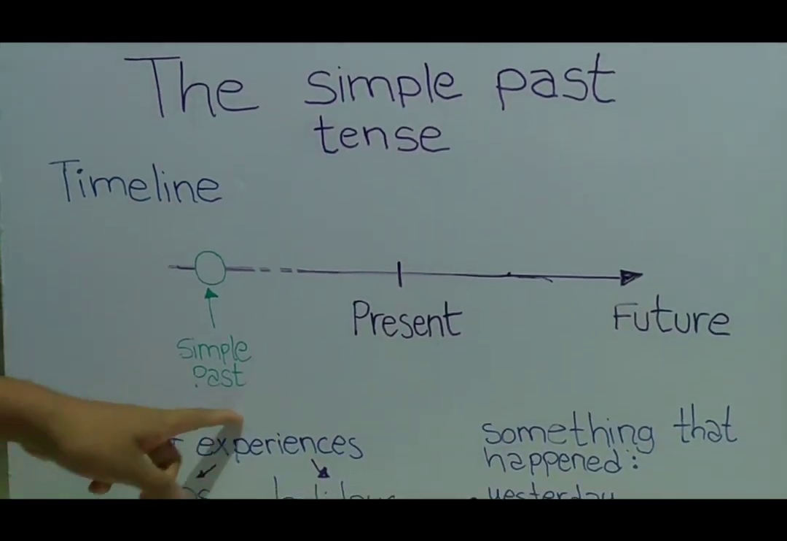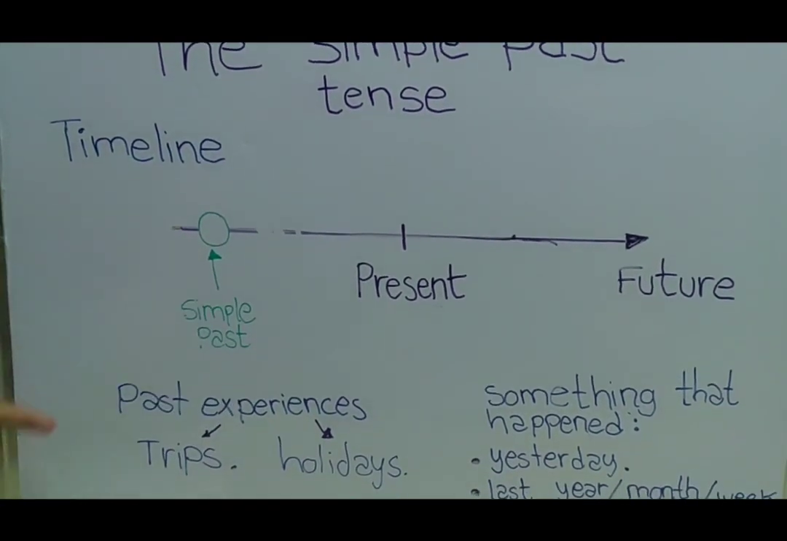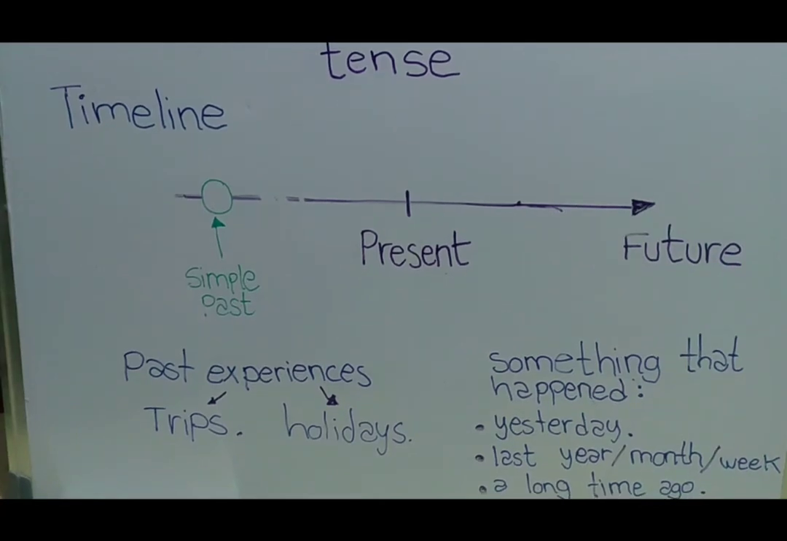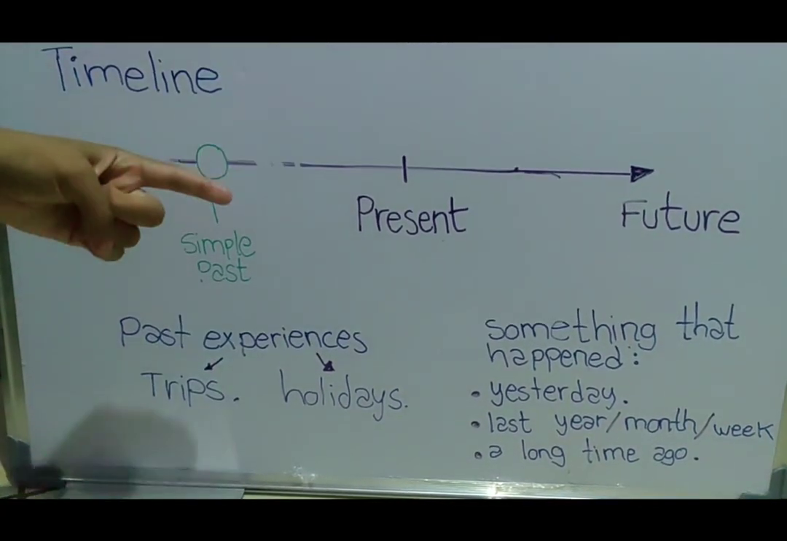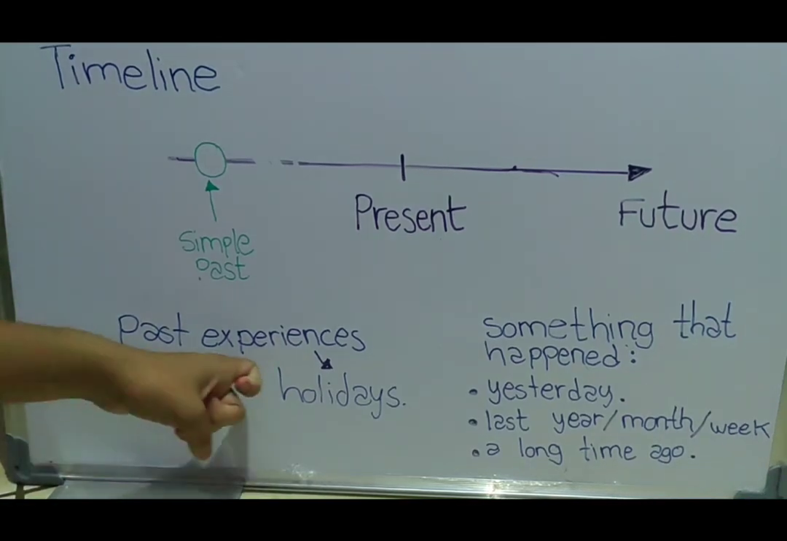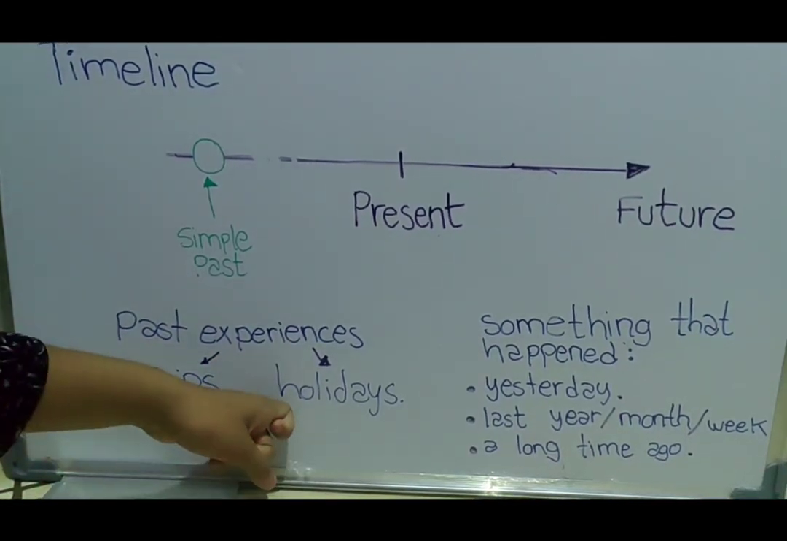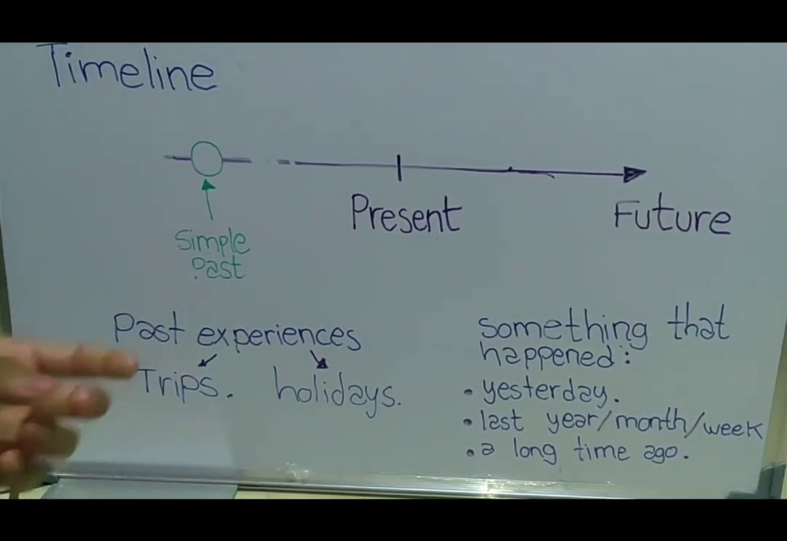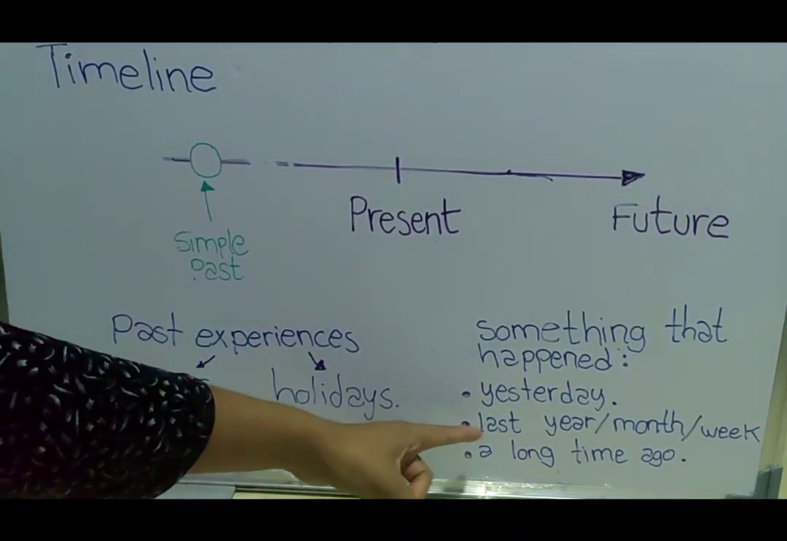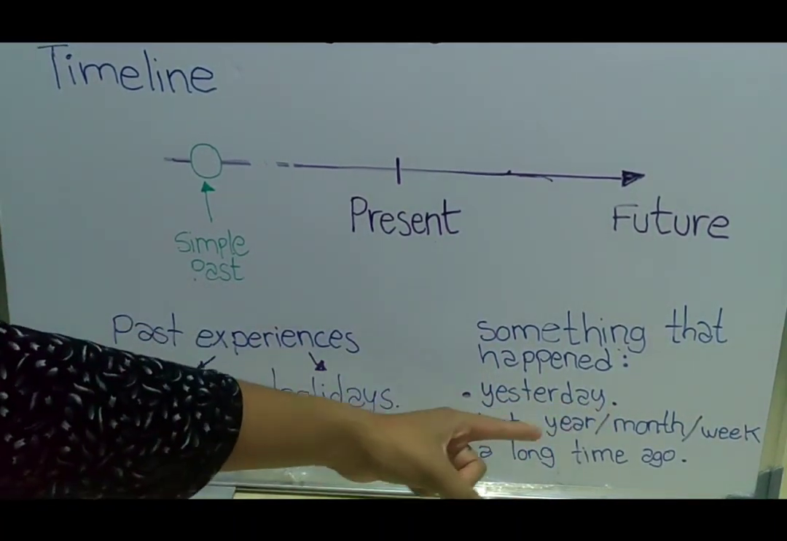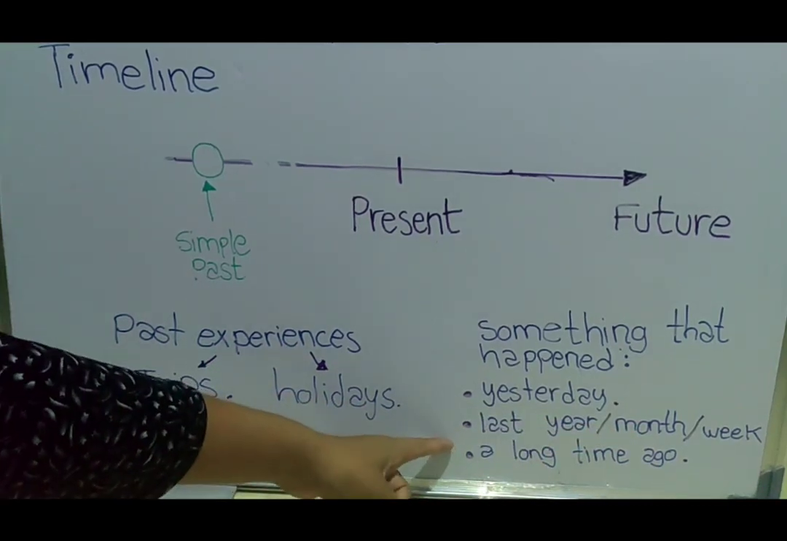But today we are going to talk about simple past. These are the things we already did in the past. So we use the simple past tense to talk about past experiences like trips or holidays. I mean, something that happened yesterday, last year, last month, or last week, or a long time ago.